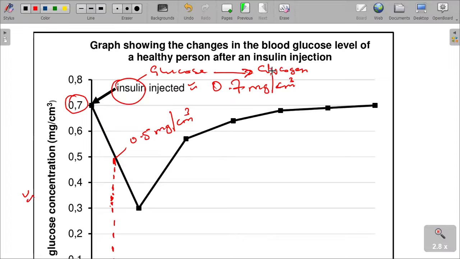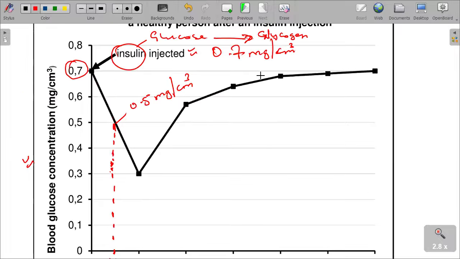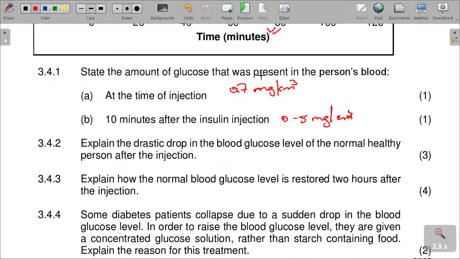So what is happening is that the drastic drop in glucose level is because the person is healthy. Hence, the glucose that is in the body is converted into glycogen. That is why you see that drastic drop there. Therefore, additional amount of insulin injected converts more glucose in the blood to glycogen, which is stored in the muscles and liver, causing the drop in what? In glucose level drastically. And then number 3.2.5, 4.3, explain how the normal blood glucose level is restored 2 hours after injection.